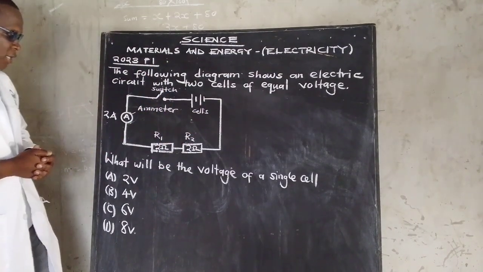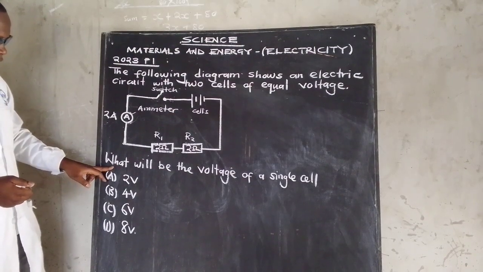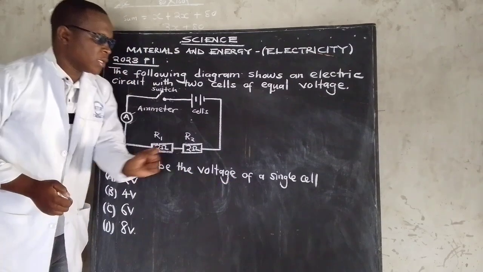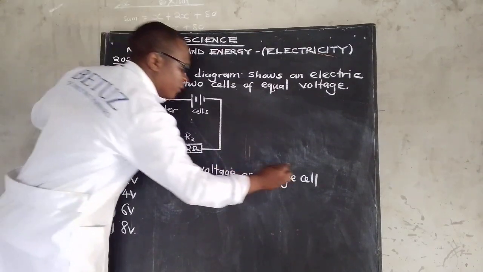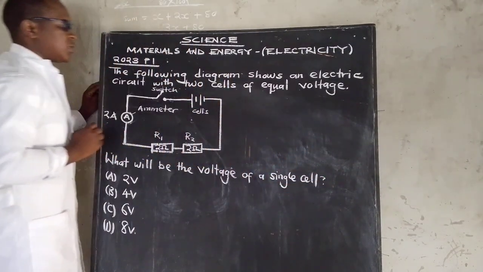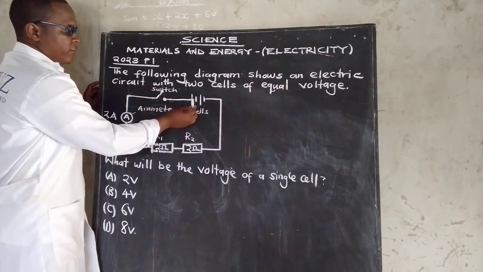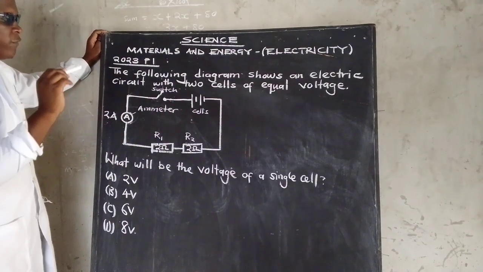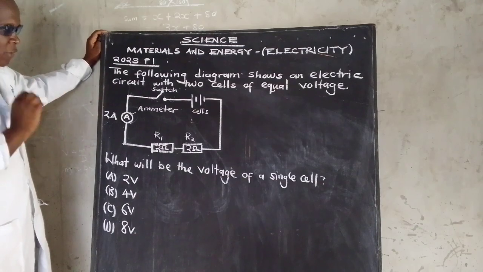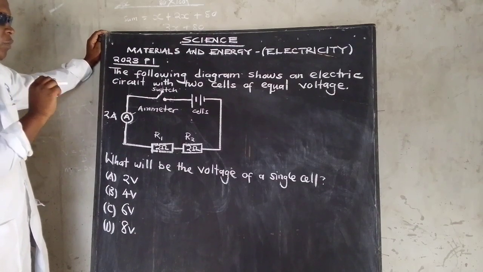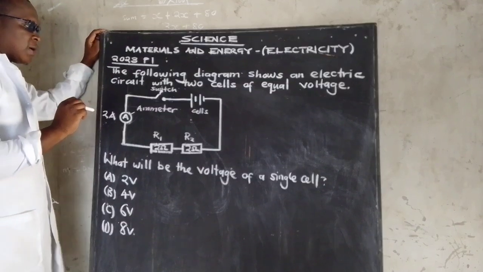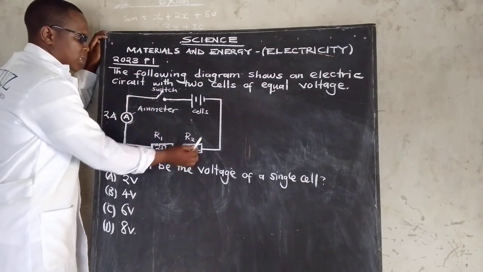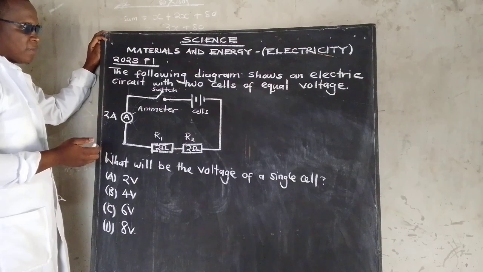Now the question is, what will be the voltage of a single cell? In this case, we have two cells. So first and foremost, we are going to find the total voltage of this circuit.